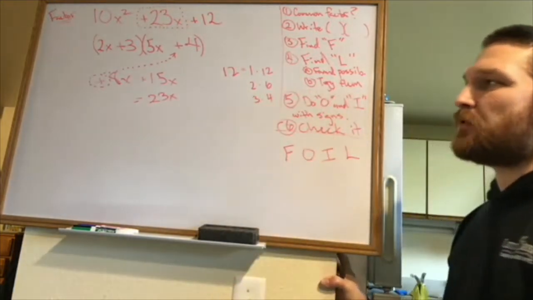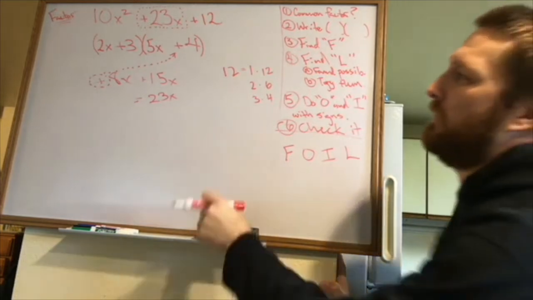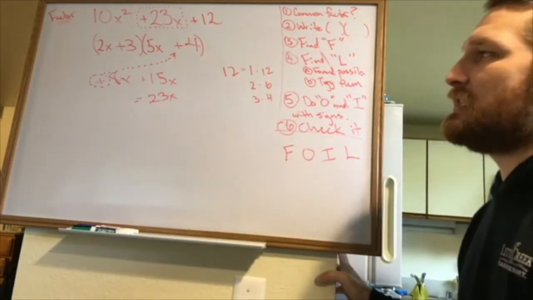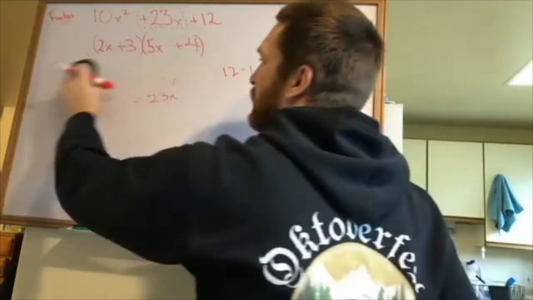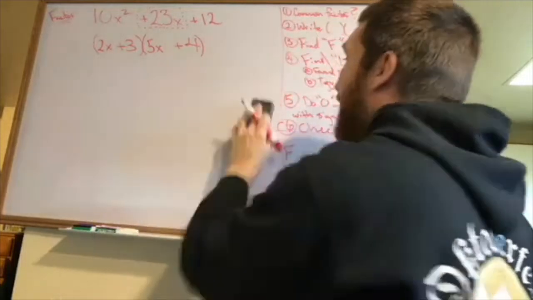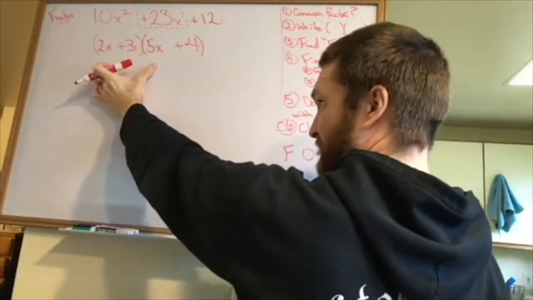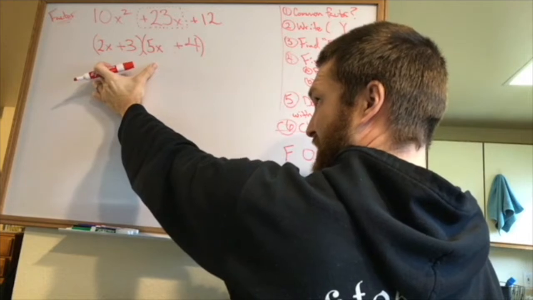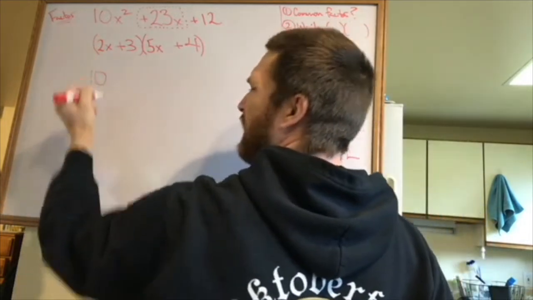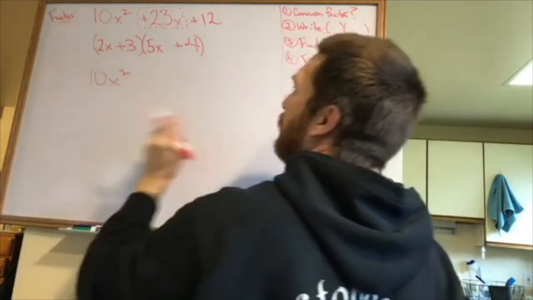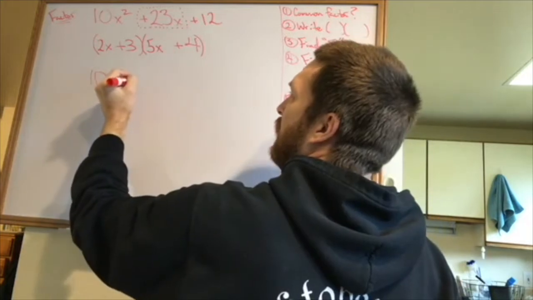Last step, as always, check your work. So we're going to go ahead and check this guy. In fact, I'm not going to do it. You're going to do it. What do I get when I do first? 10x squared. Outer? 1.